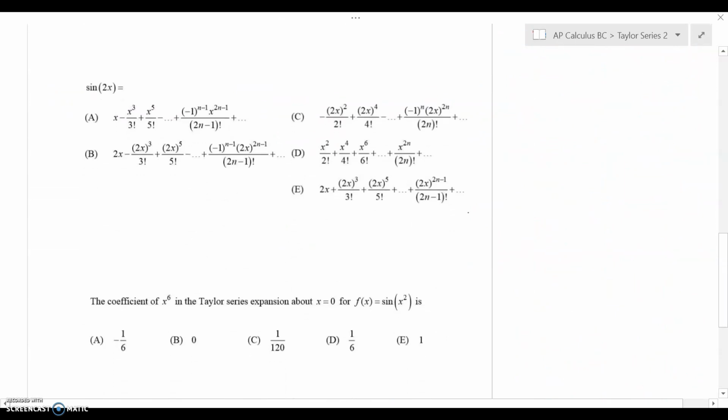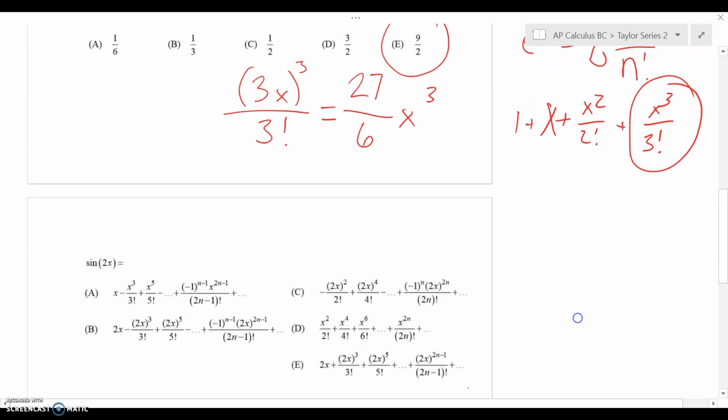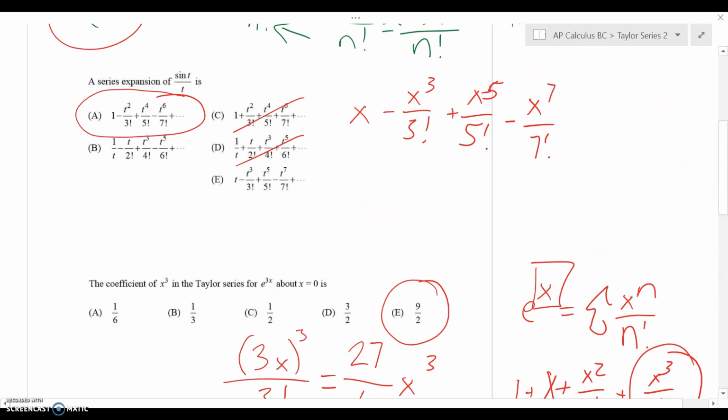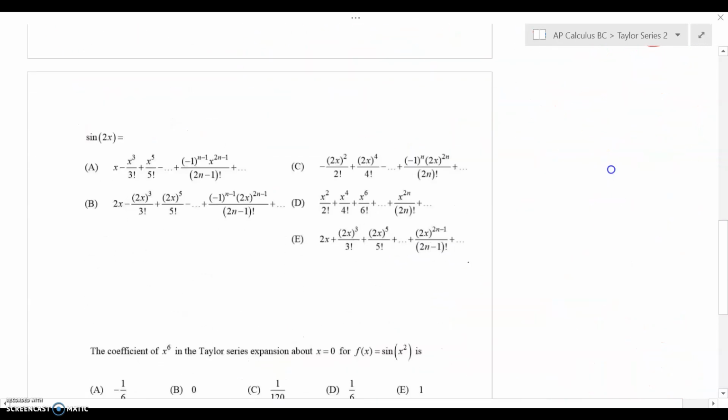Same to be said of the next one, sine of 2x, and you can kind of see a pattern here, hopefully. What they're doing is just doing a recognition problem of, do you know what sine is supposed to look like? So again, we've got that right here. That's our x minus x cubed over 3 factorial, plus x to the 5th over 5 factorial, and so on.